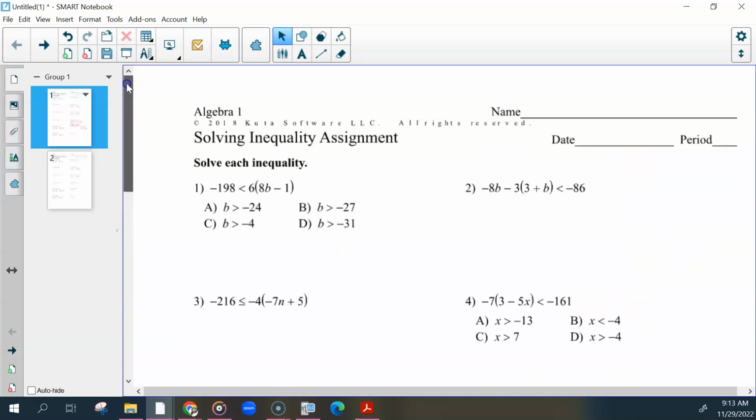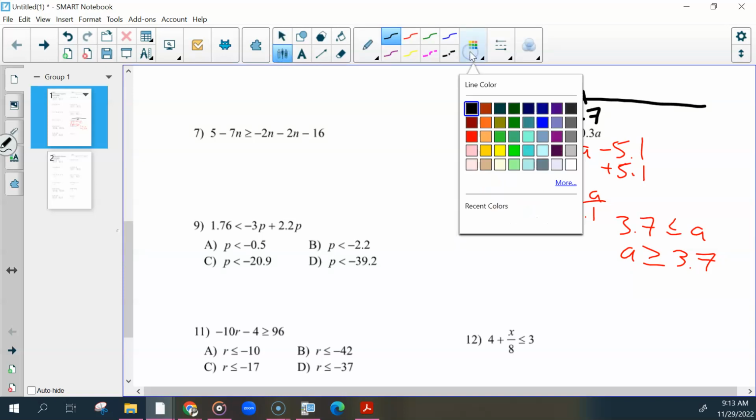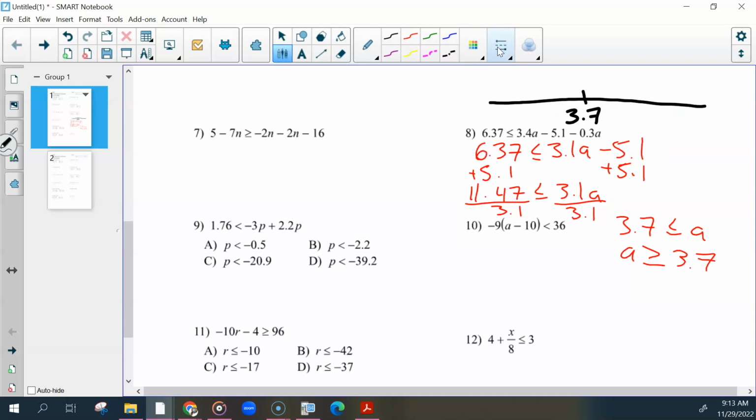And that goes for all of them. These don't ask you to do the number line, but I would have you solve and do the number line. So just for practice, I could do a makeshift one. I can make this really simple. 3 is less than that. 4 is more than that. This would be a closed circle going to the right.